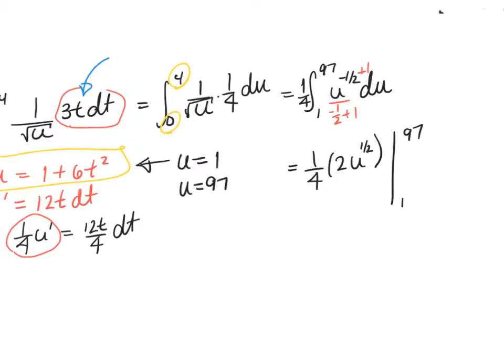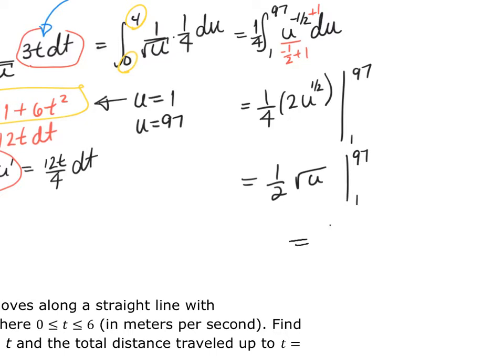So this is just going to be equal to 1/2 the square root of u, evaluated from 1 to 97. Which is just going to be equal to 1/2 the square root of 97 minus 1. And then whatever that plays out to be.